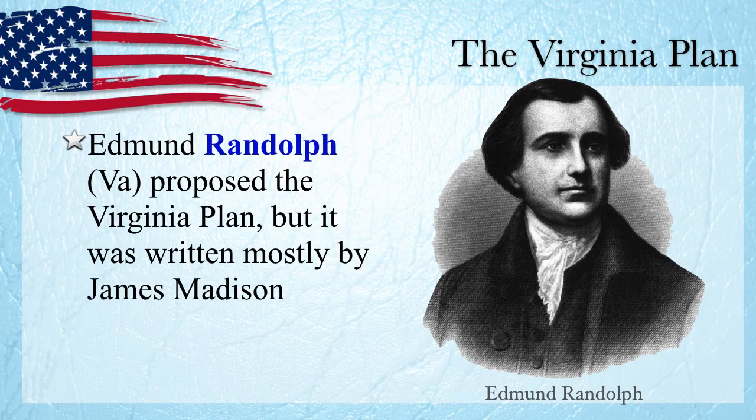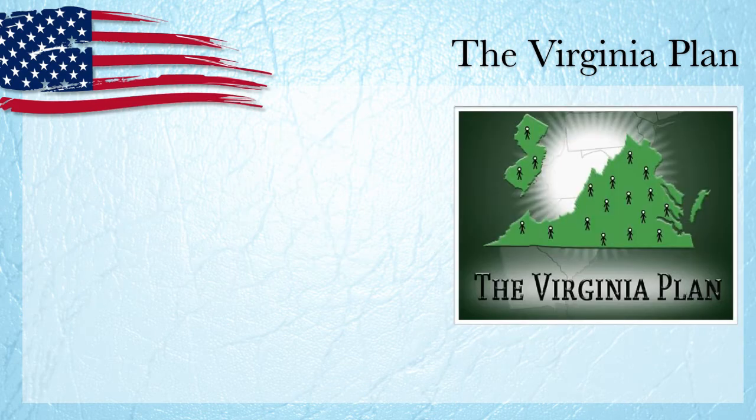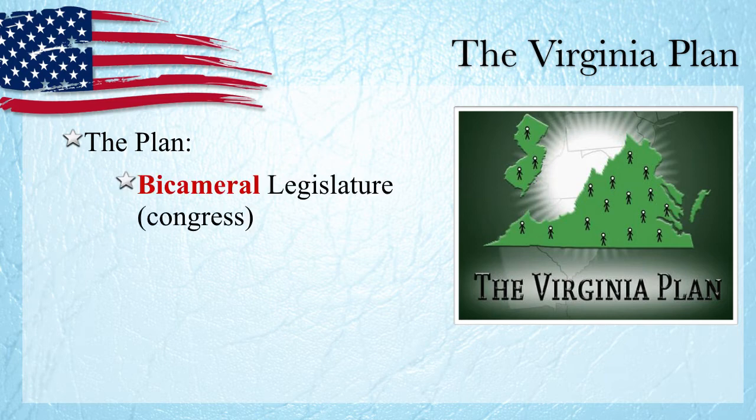The Virginia Plan. Edmund Randolph proposed something called the Virginia Plan, written mostly by James Madison. Again, here comes that name, James Madison, the father of the Constitution. Well, he's writing something called the Virginia Plan. Well, what is that? Quite simply, the plan said there's going to be a bicameral legislature, so two houses or two chambers in the Congress that they create.